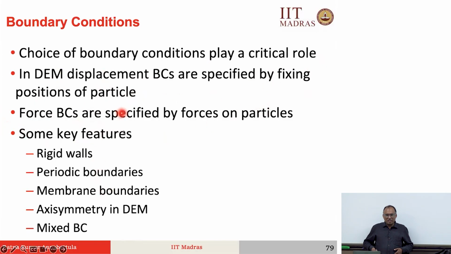Some key features that we use in a DEM simulation are walls. There can be rigid walls, most of the time we will use only rigid walls, or periodic boundaries. Sometimes we will have membrane boundaries, particularly when you are doing triaxial compression. What you need to ensure is that your hydrostatic stress is constant. As a result, your boundary membrane will move forward and backward, so you need to account for this membrane deformation. Similarly, some systems may have axisymmetry, and you have to impose that, as well as mixed boundary conditions.